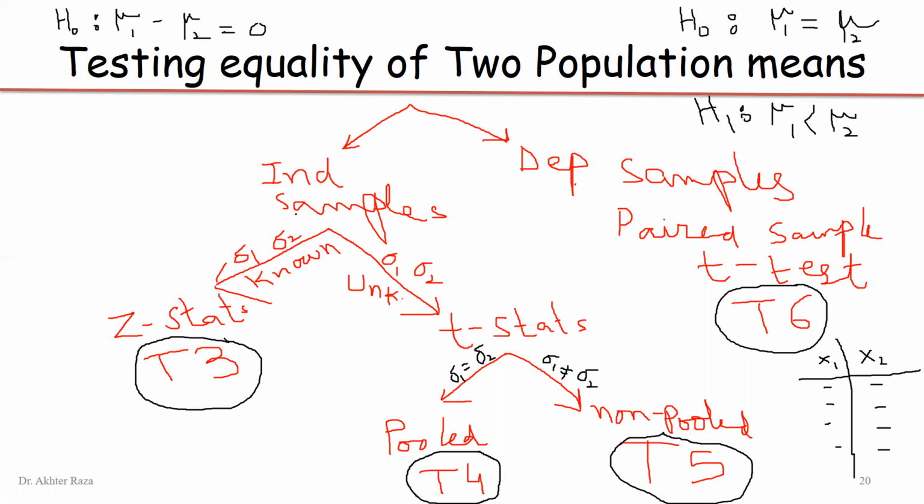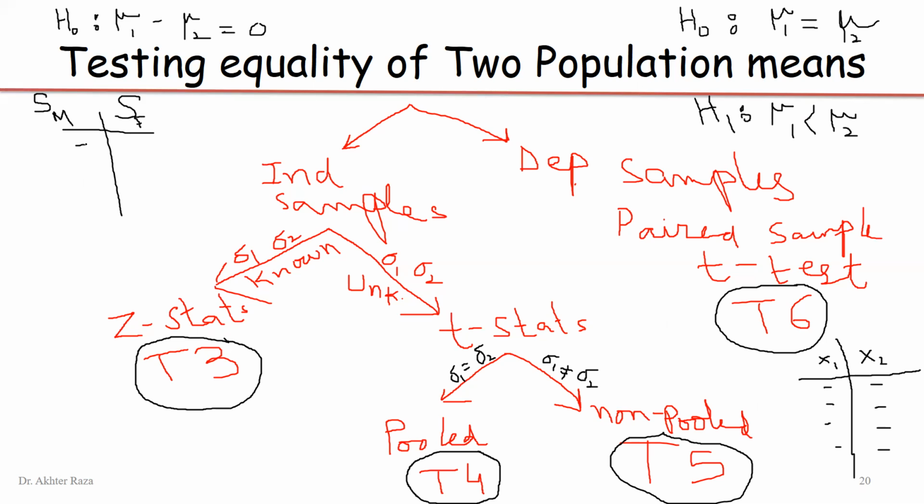And what are independent samples? Independent samples are those in which one item is not related to another item. For example, suppose we have males in a company, the salaries of males, and the salaries of females.